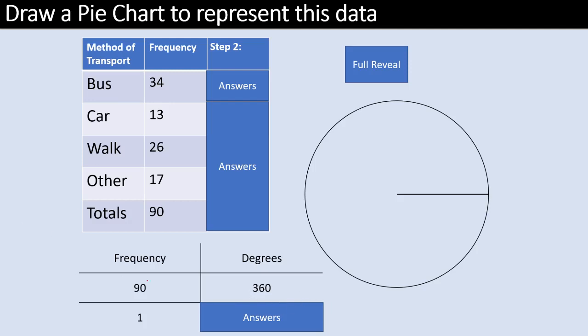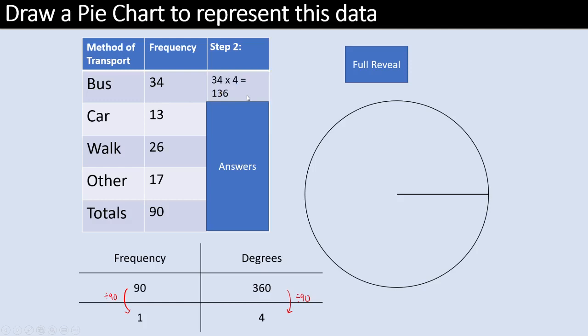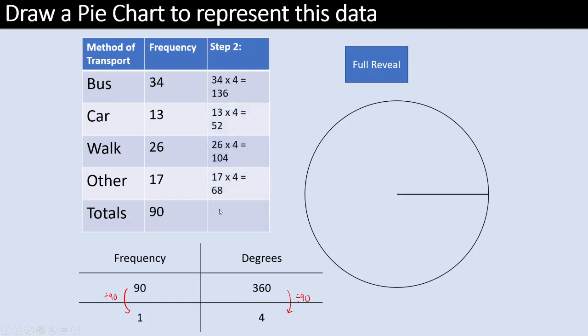To find out what one item or person is worth, I would have to divide by that 90, so do the same on the other side. And 360 divided by 90 is 4. So that means that one person, one thing, is worth 4 degrees. So I'm going to take 34 and times it by 4 to get my first section, and do the same with each of the other sections to get how many degrees they are worth. And if we've done it right, each of these numbers should add up to make 360 in total.